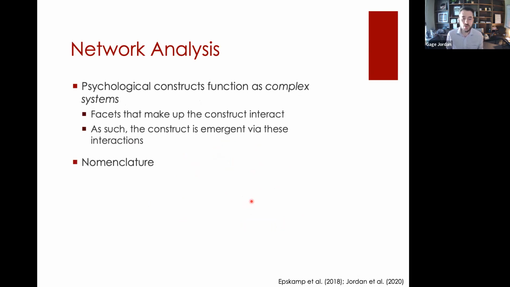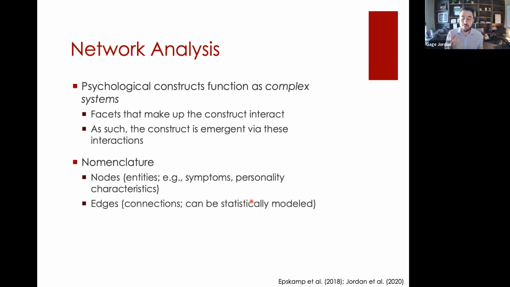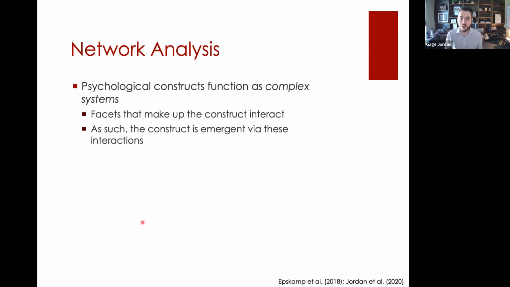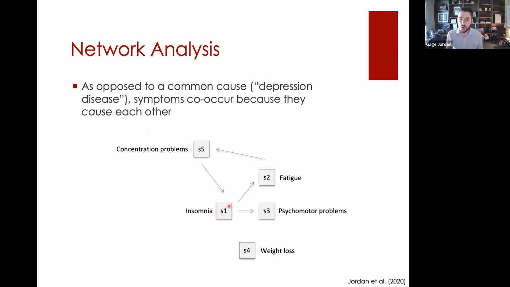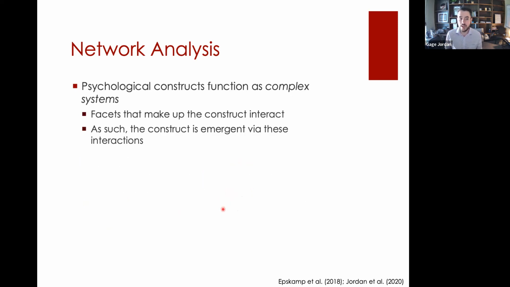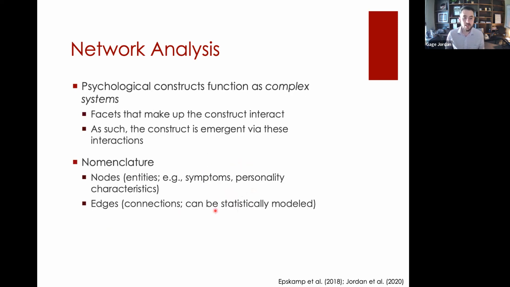So I'll go through, once I am about to introduce, I'll talk a little bit about the nomenclature. I'll refer to stuff as nodes. These are just entities, symptoms, personality characteristics, the features of that construct. Edges are going to be these connections, so lines that you'll see in a lot of graphs here. And these are things that can be statistically modeled. And centrality is a term that I'll use often here. It's going to often refer to the node, the entity, the feature that seems to be most influential. If you go back to this graph, insomnia seems to start this unfolding process. So it may be a central node. And the lines here are just the edges.